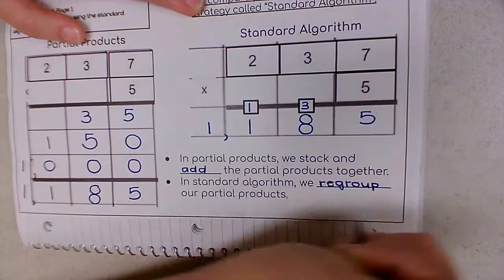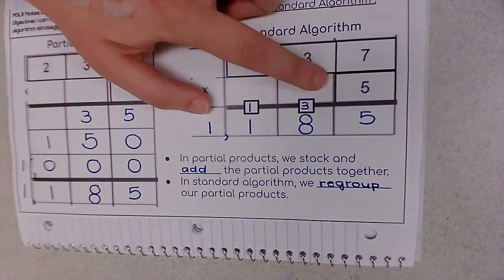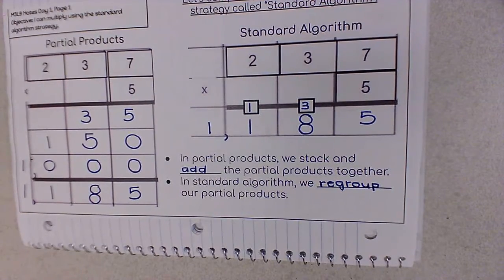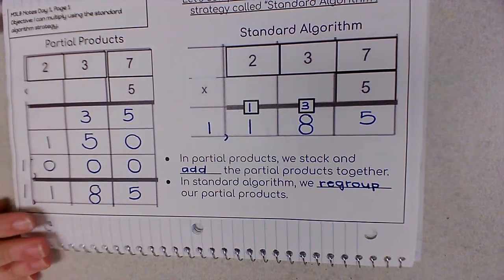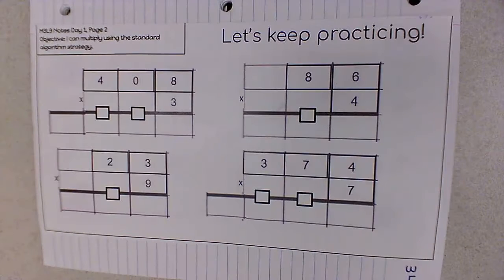Instead of stacking and adding them all together at the end, we continue to regroup our extra place values to the next place value until we have our entire product. Now, you probably don't feel super comfortable with the standard algorithm quite yet, and that's okay. Today is all about practicing it over and over again. So let's go to our second sheet.